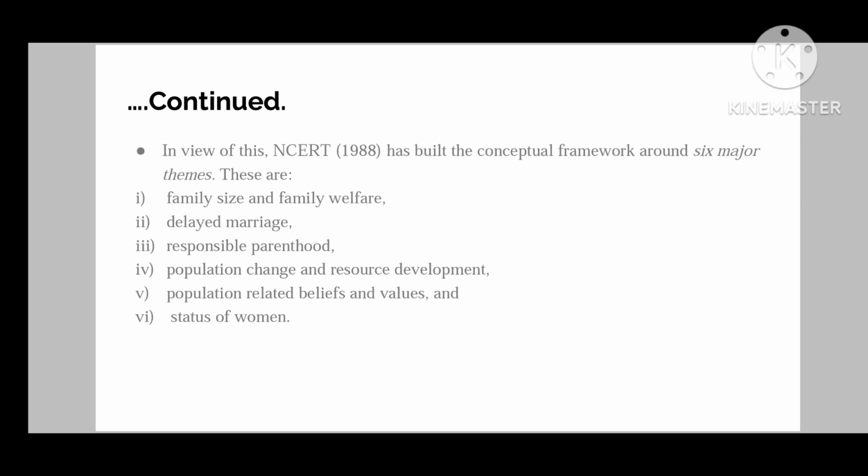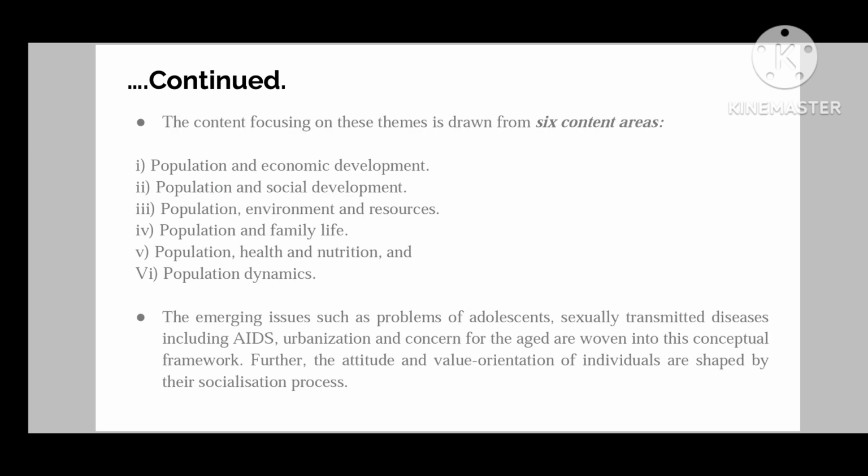Prepared by NCERT 1988. The content focusing on these themes is drawn from six content areas: population and economic development, population and social development, population, environment and resources, population and family life, population health and nutrition, and population dynamics. So the emerging issues such as problems of adolescents, sexually transmitted diseases including AIDS, urbanization, and concern for the aged are woven into this conceptual framework.